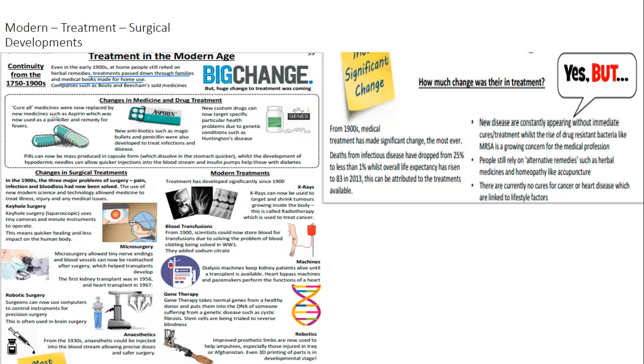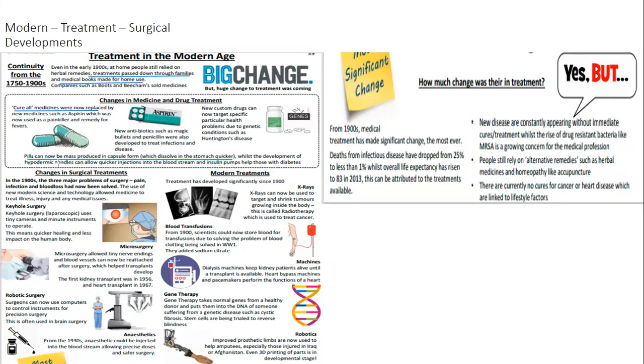So how did medicines and drug treatment change? We talked about this previously in the antibiotics bit, but cure-all medicines were now replaced by things such as aspirin, which we use as a painkiller and remedy for fevers. Magic bullets and penicillin were also developed. Custom drugs can also target specific health problems due to genetic conditions such as Huntington's disease. Pills can now be mass-produced in capsules which dissolve in the stomach quicker, whilst the development of things like hypodermic needles can allow patients to have quicker injections into the bloodstream, and insulin pumps help those with diabetes.